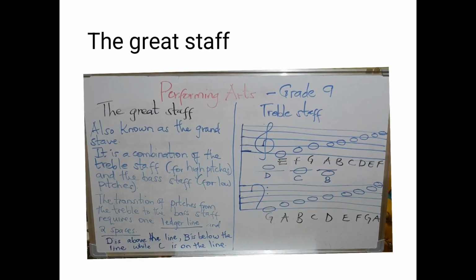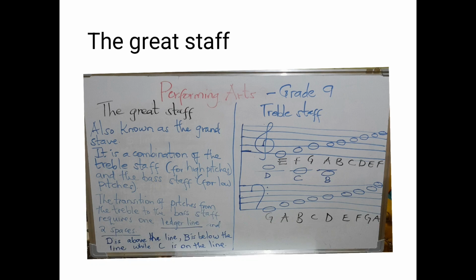The grand staff, a combination of the treble staff and the bass staff, is also known as the grand stave. The transition of pitches between these staffs or staves is done using the ledger line. In this case, we only need one ledger line between the treble staff and the bass staff. It contains the pitch C, and that is what we call the middle C.